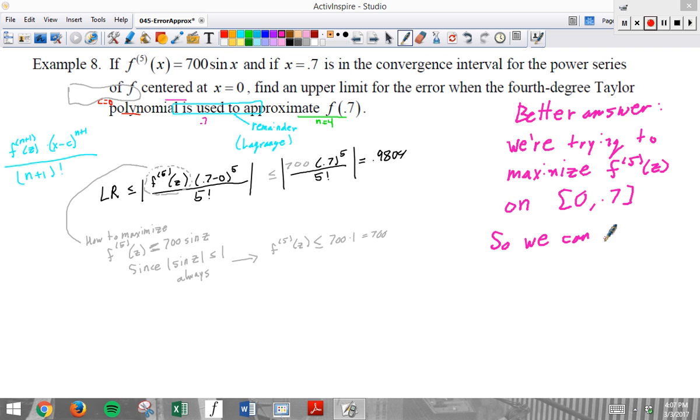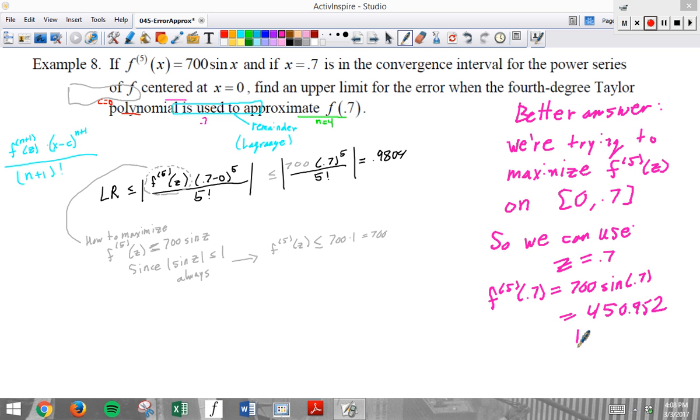So we can use... sine is increasing until about pi over 2. 0.7 is less than pi over 2. Pi over 2 is about 1.7-ish, right? So we can use x equals 0.7 for the fifth derivative at 0.7, which is 700 times sine of 0.7, which would be 450.952, which is much lower than that.